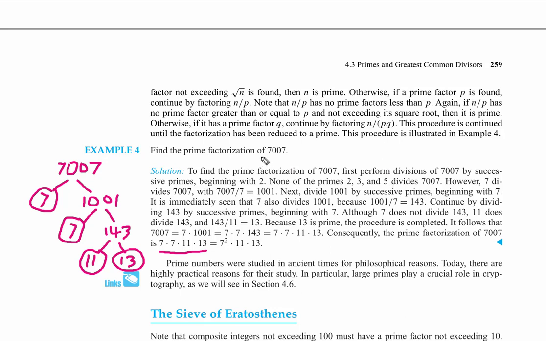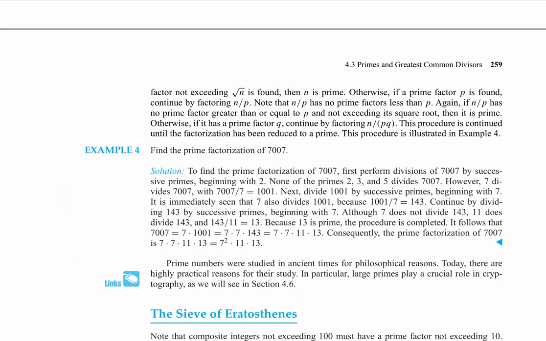Alright, so you can have fun with this if you're bored. Take any integer and break it down into its prime factors. Okay, those prime factors are unique, and every integer 2 or higher can be broken down like that.